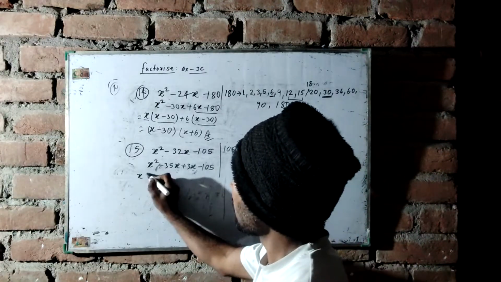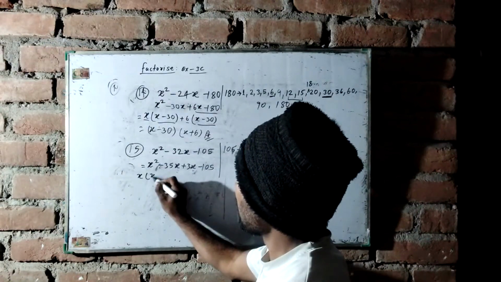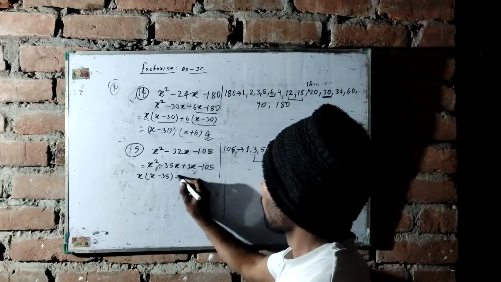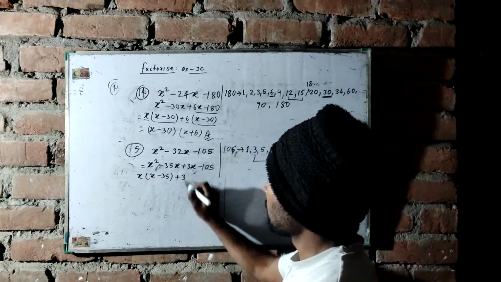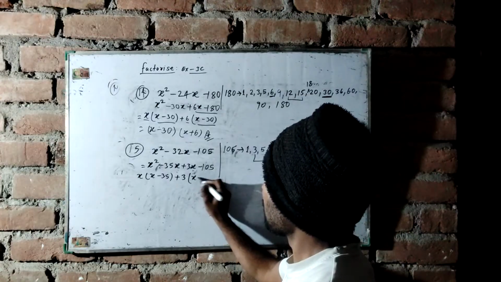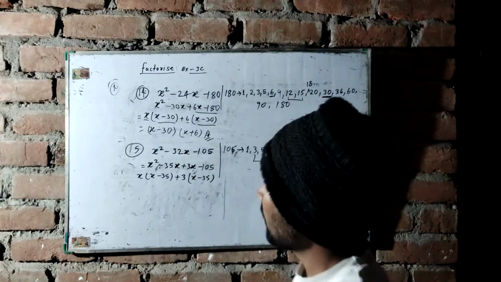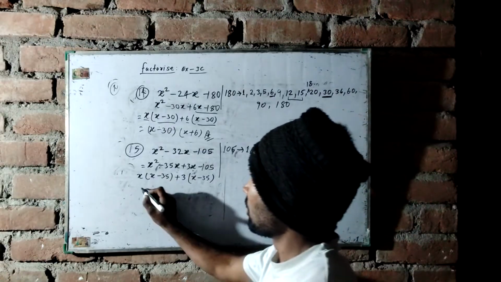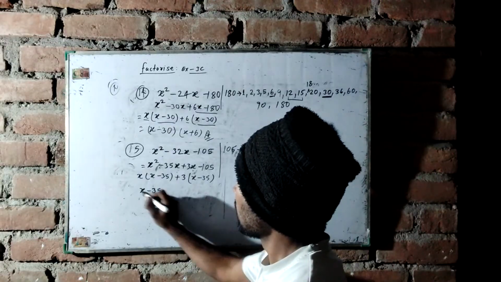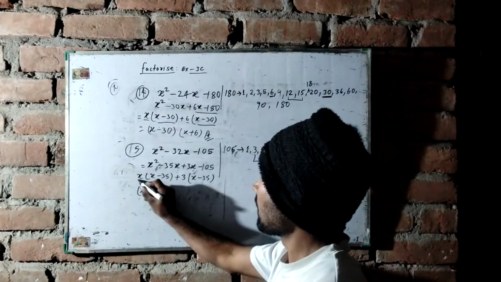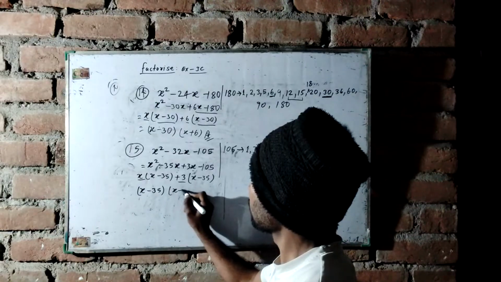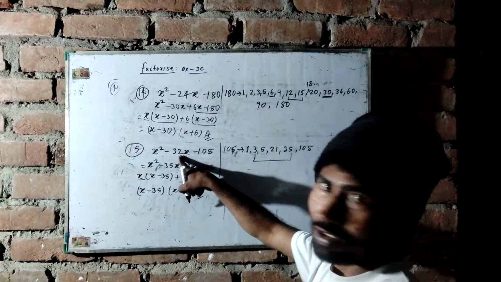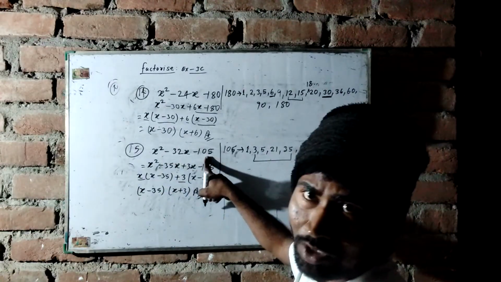Now we take x as a common and we can write x minus 35 as a multiple, and we can also take plus 3 as a common, and we can write x minus 35 as a multiple. Now we can see x minus 35 and x minus 35 are present in both terms, so we can take x minus 35 as a common, and we can write x plus 3 as a multiple. So these are the required factors of the polynomial x squared minus 32x minus 105.